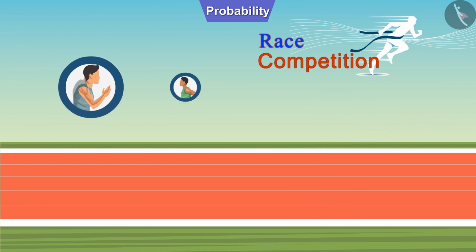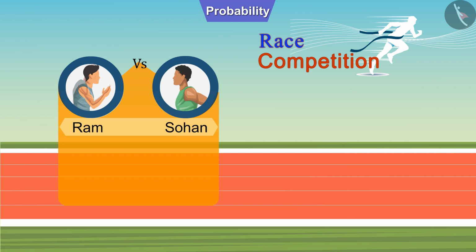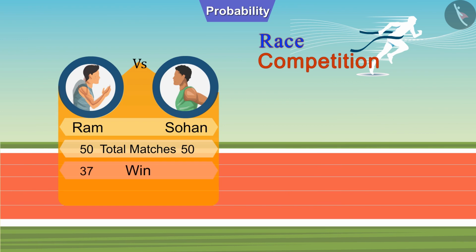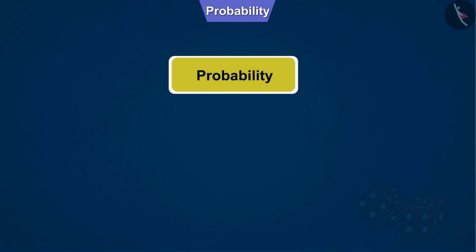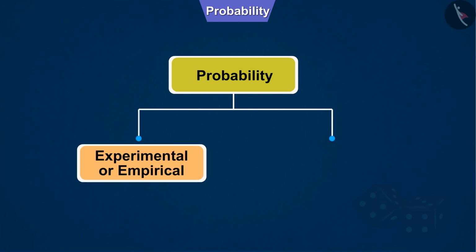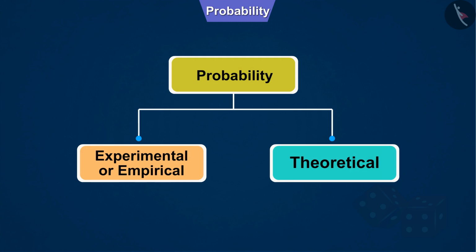But if I tell you that 50 matches already have been held between Ram and Sohan, in which Ram has won 37 times and Sohan 13 times, will you still say that Sohan has a 50% chance of winning? No. Basically, there are two types of probability: experimental or empirical and theoretical, based on which there can be two different answers for the same event.